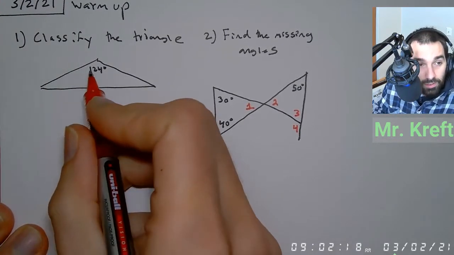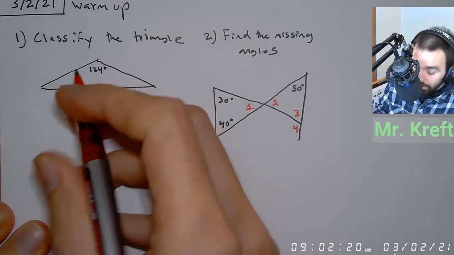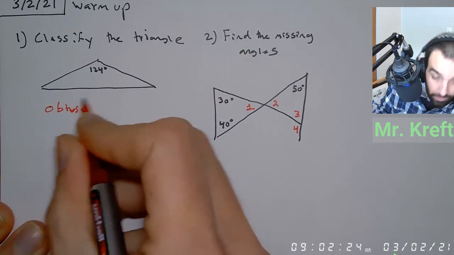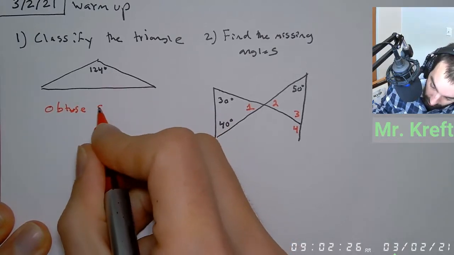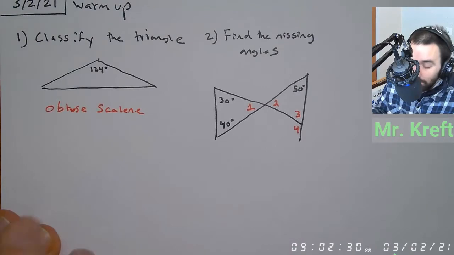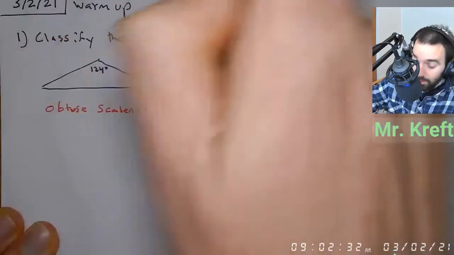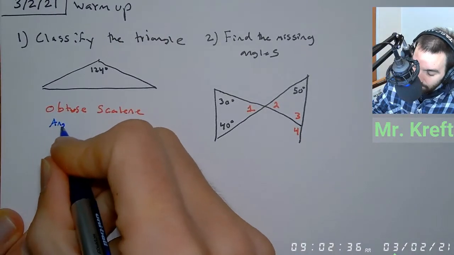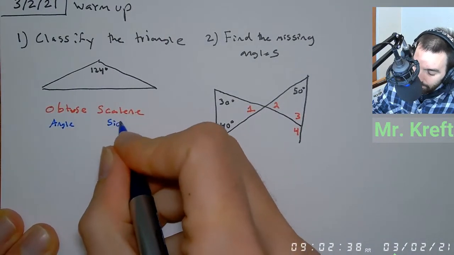For this first one, remember that triangles are going to have 2 names. It looks like I have an angle that is greater than 90, so this would be obtuse. None of the sides are labeled the same, so this would be an obtuse scalene. Again, we have 2 names here: this is its angle name, and this is its side name.